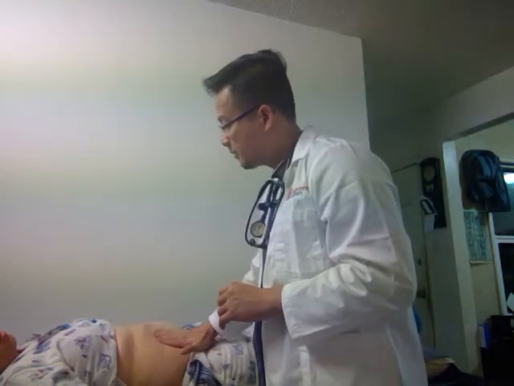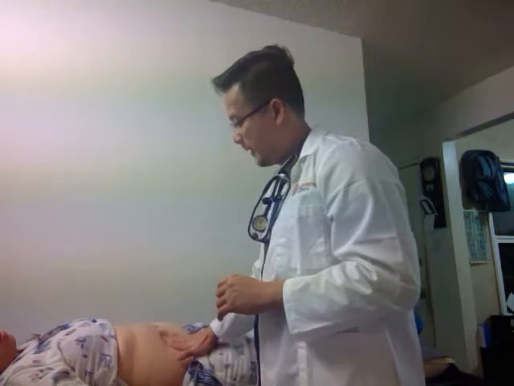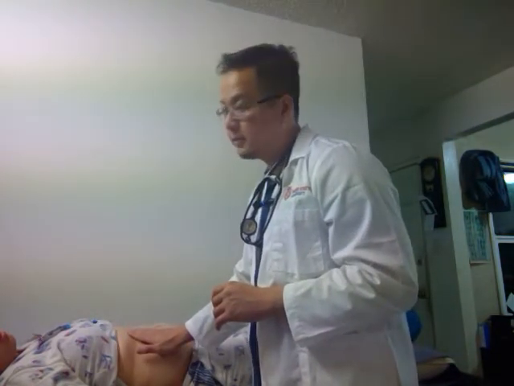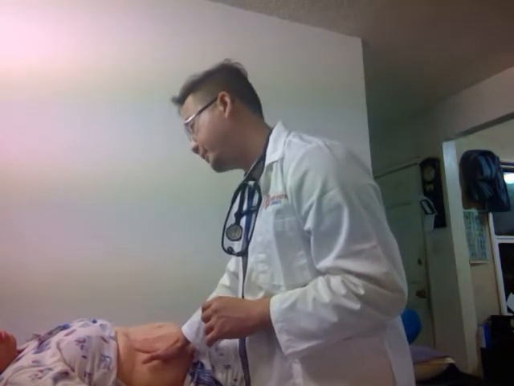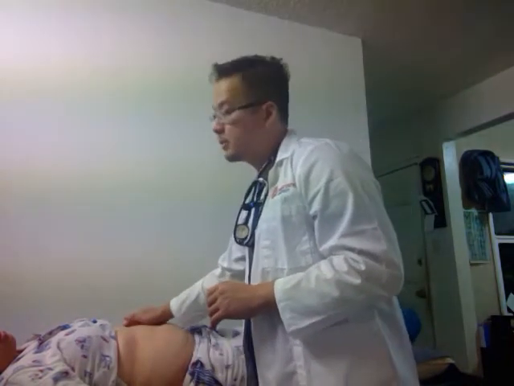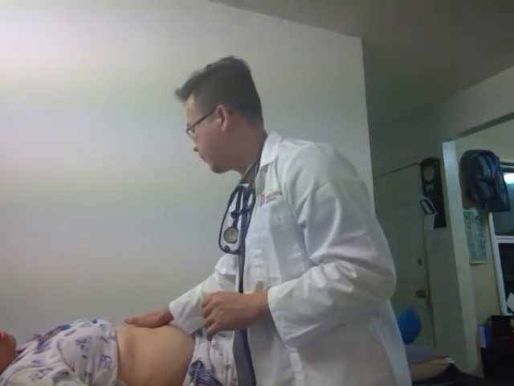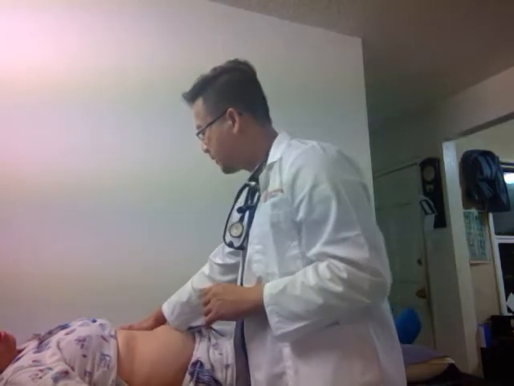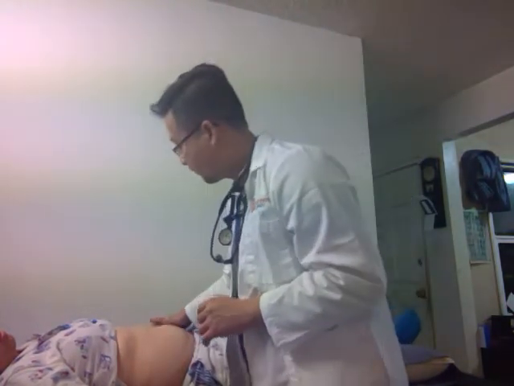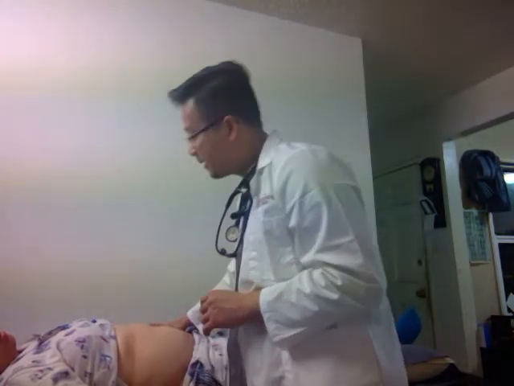Do you feel any pain? No. Okay, and then I go to the left upper quadrant. Do you feel any pain? No. Okay, and then I go to the right upper quadrant, and now the left upper quadrant. Do you feel any pain? No. And then the left lower quadrant. Do you feel any pain? No. Okay, so that's good.